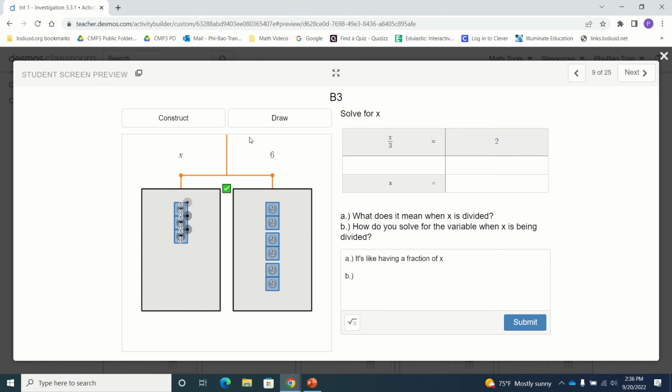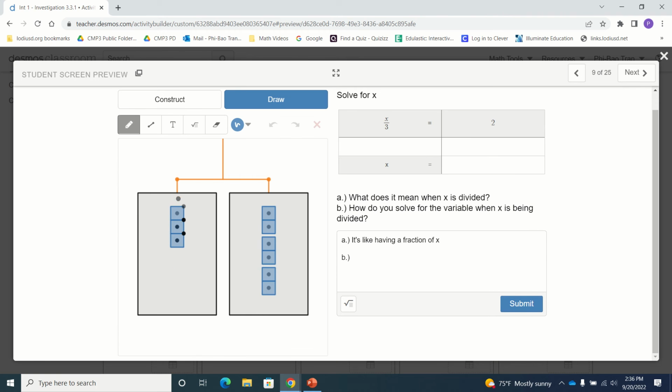So what's happening when we keep adding the same parts over and over? We can think of this as X over 3 plus another X over 3 plus another X over 3.